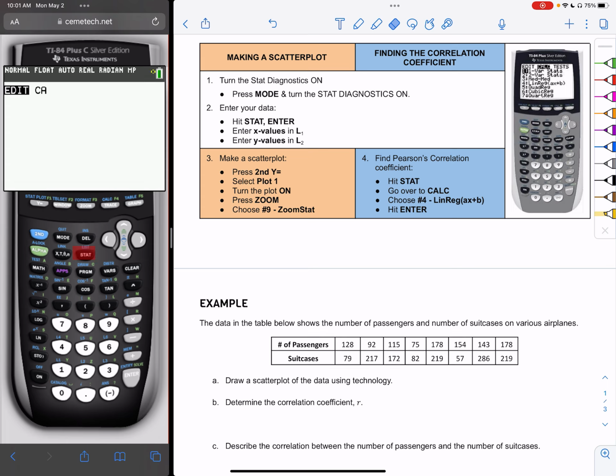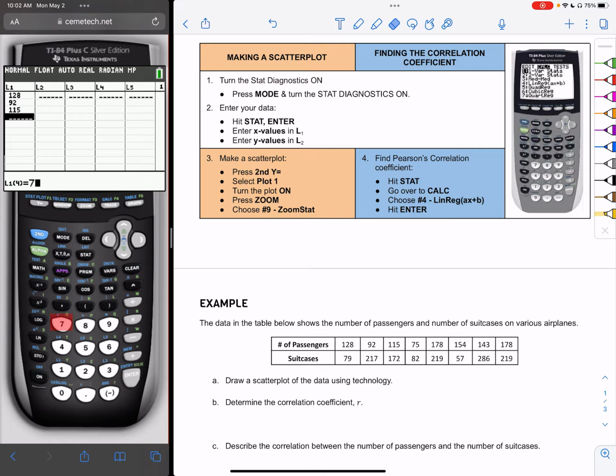So I need to put this data in. So I'm going to go to stat, edit. I'm going to put the number of passengers as my X in L1. And then in L2, I'm going to put in the number of suitcases. So that's 79, 217, 172, 82, 219, 57, 286, 219. All right, so there's the number of suitcases.